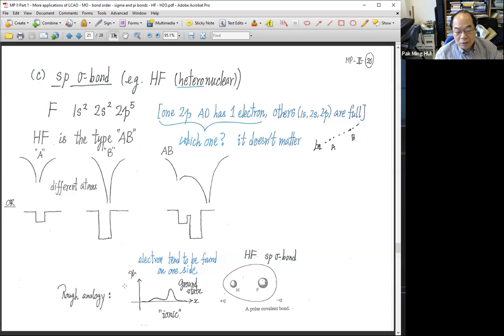Therefore, if you plot the square, it's the same shape. Therefore, there is ionic character. More electron density on the deeper side, the fluorine side, and less probability on the hydrogen side. So you will see the electron looks like it goes to the fluorine side. It forms a plus-minus ion pair, they attract, and therefore you have this HF thing.